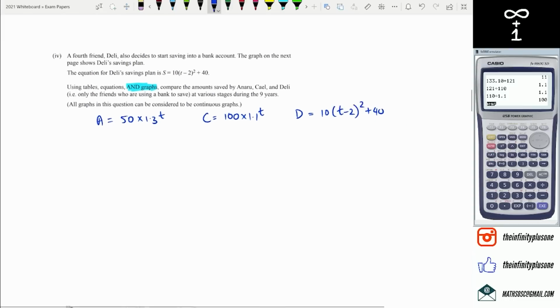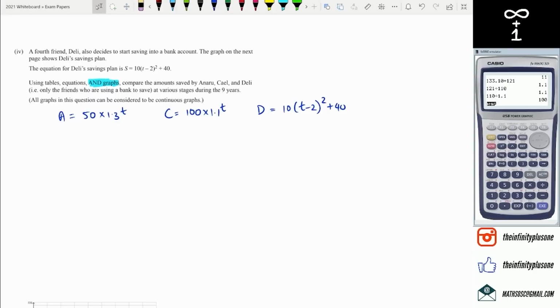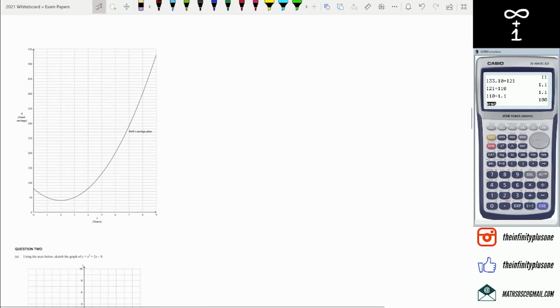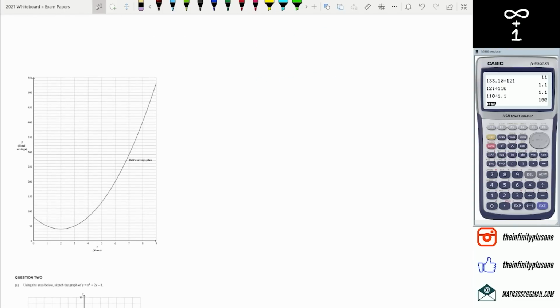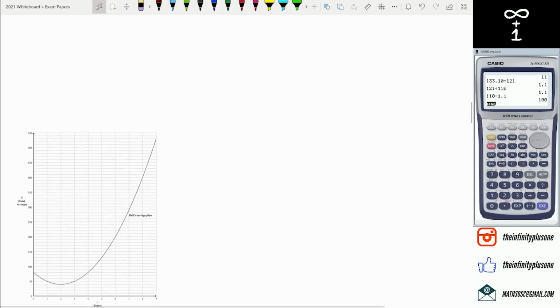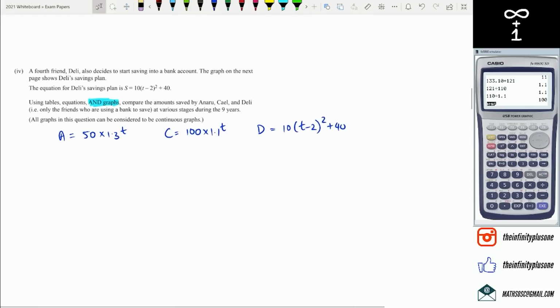So as you can see, these are the three graphs that we're looking at. Now, it does say use tables, equations, and graphs. If I look at the graph part of it, to try and sketch the graph straight away is a bit tricky, because you've got to have some points. So I guess that's why it's good to actually go and get the table first. And what we're also looking for is the first 9 years. So I'm literally going to create a table right underneath like this.